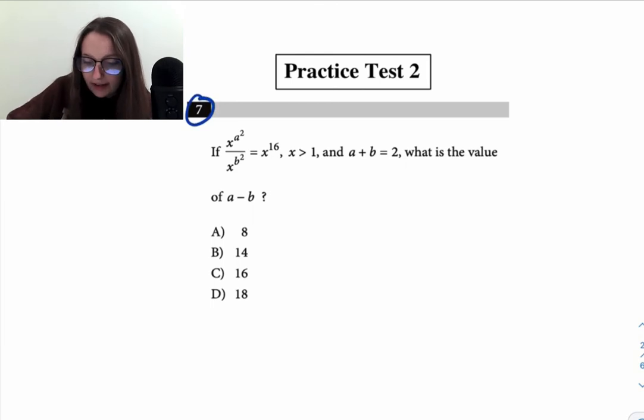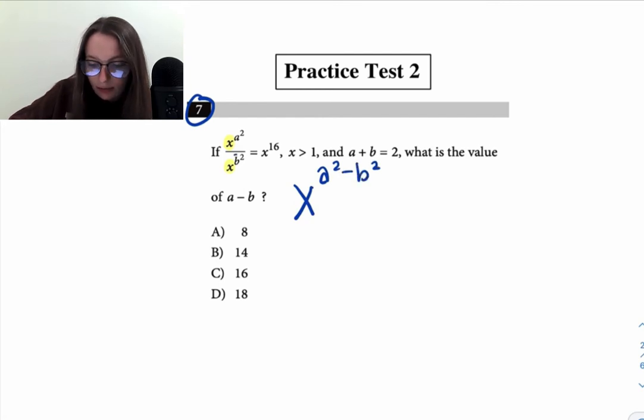Next up, we have question number 7 from practice test 2. This question is a little bit different from the last one in that these both have the same base, so we can go ahead and subtract their exponents. So x raised to a squared minus b squared, because again, we subtract the exponent that's in the denominator from the exponent that's in the numerator. We know that that's equal to x to the 16.